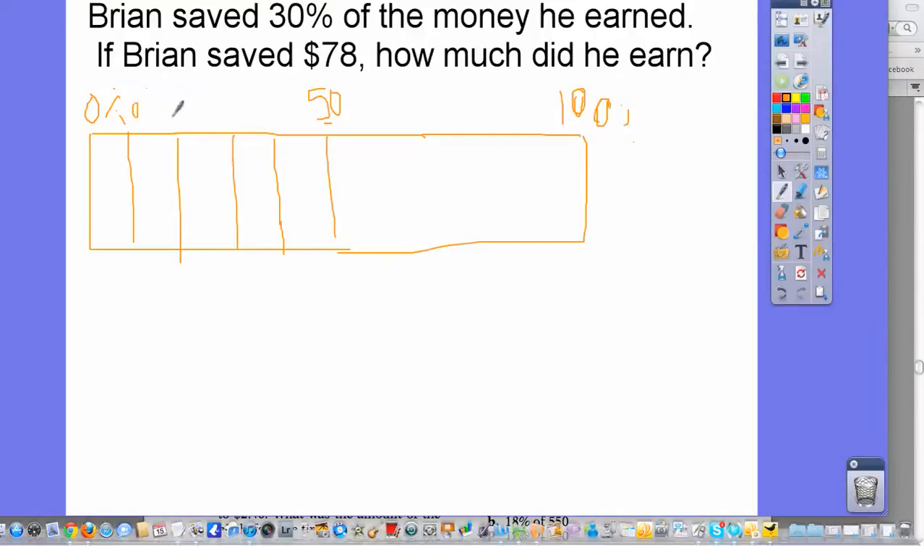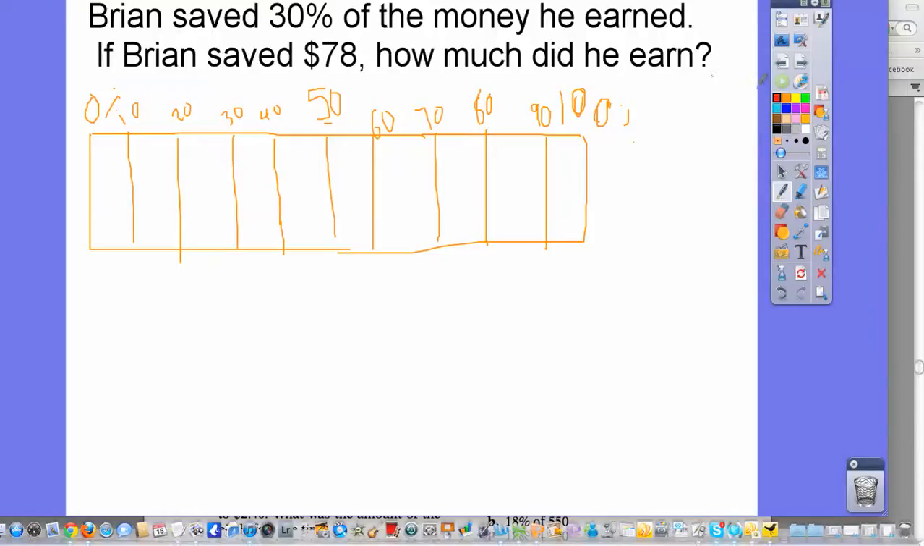So this would be 10, 20, 30, 40, 50. Then split this into 5 sections. So this would be 60%, 70%, 80%, and 90%. Then 100%. So we split it into 10 sections. Each section is worth 10%.